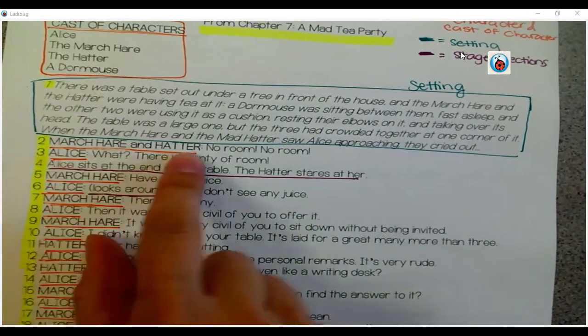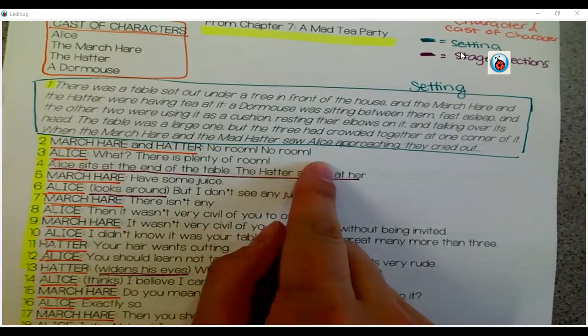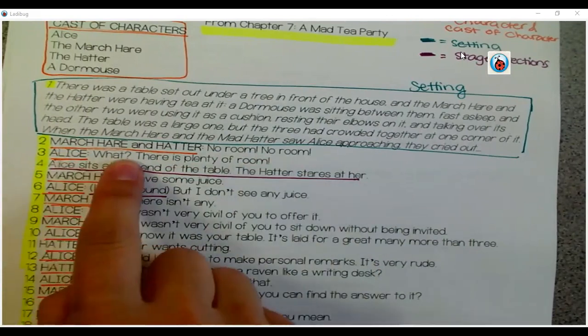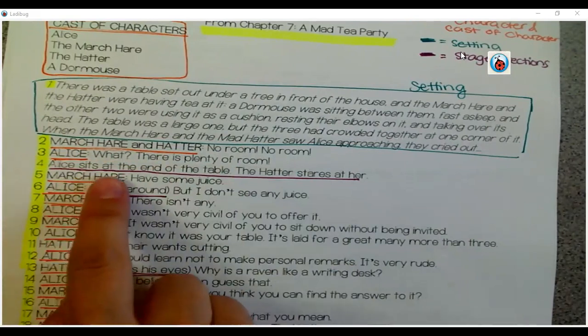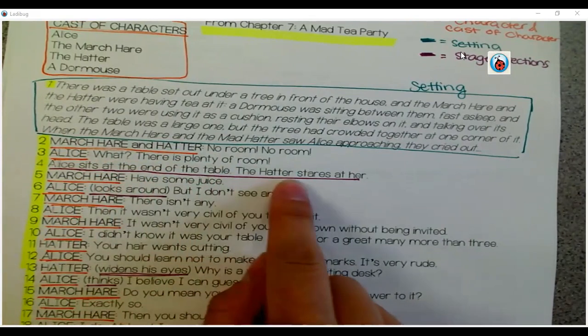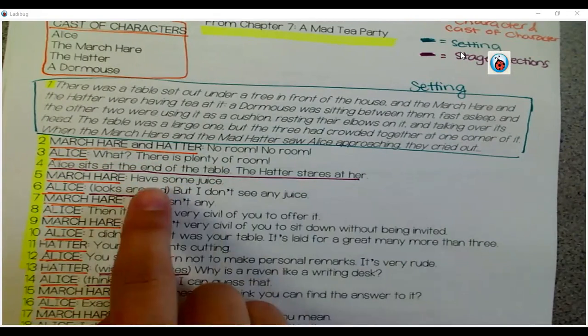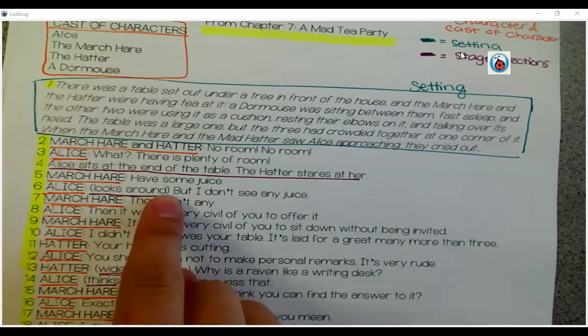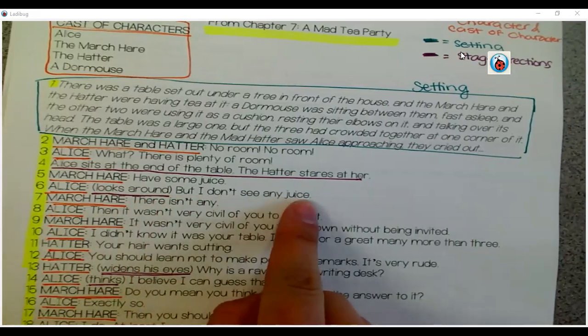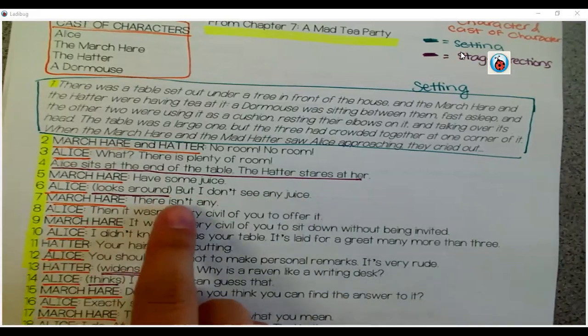March Hare and Hatter, no room, no room. Alice, what? There's plenty of room. Alice sits at the end of the table. The Hatter stares at her. March Hare, have some juice. Alice looks around, but I don't see any juice. March Hare, there isn't any.